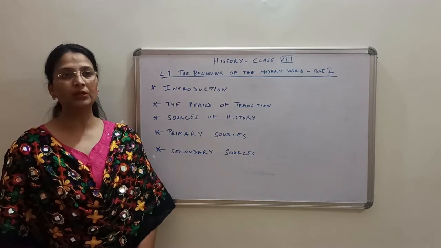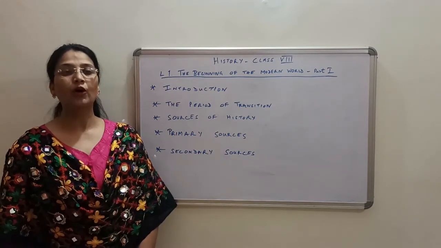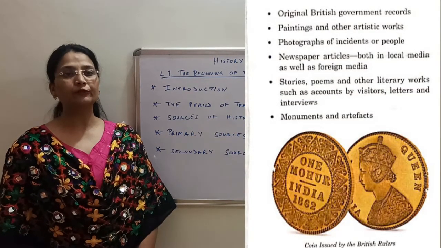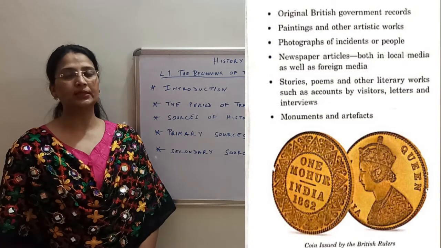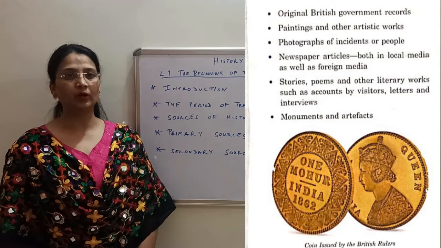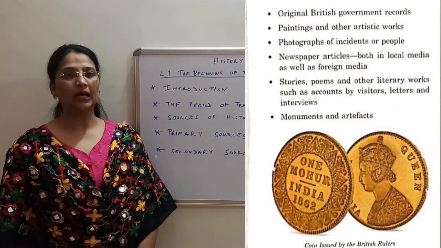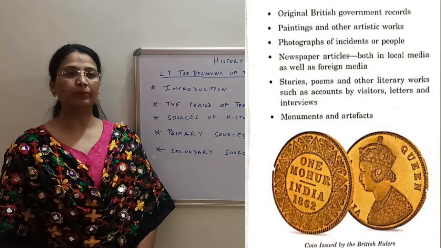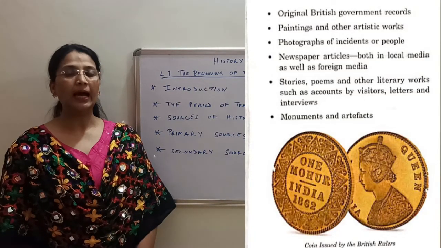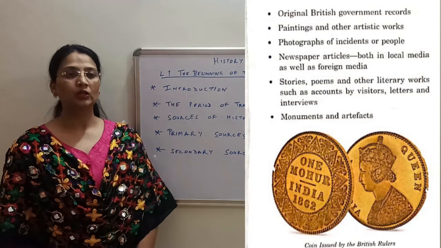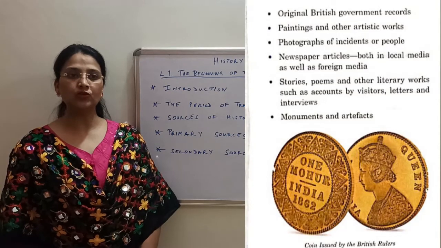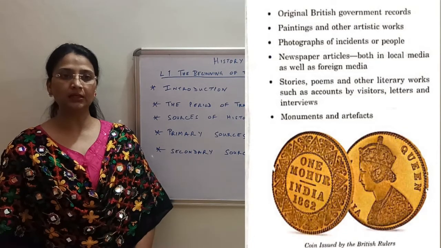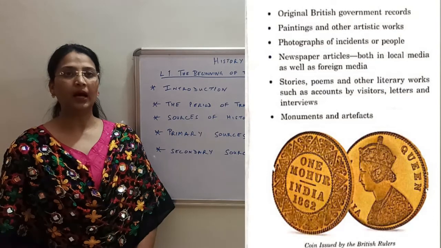These would be government reports, newspapers, letters, photographs and monuments. Many documents are now preserved in museums. These sources are original British government records, paintings and other artistic works, photographs of incidents or people, newspaper articles both in local media as well as in foreign media, stories, poems and other literary works such as accounts by visitors, letters and interviews, monuments and artifacts.